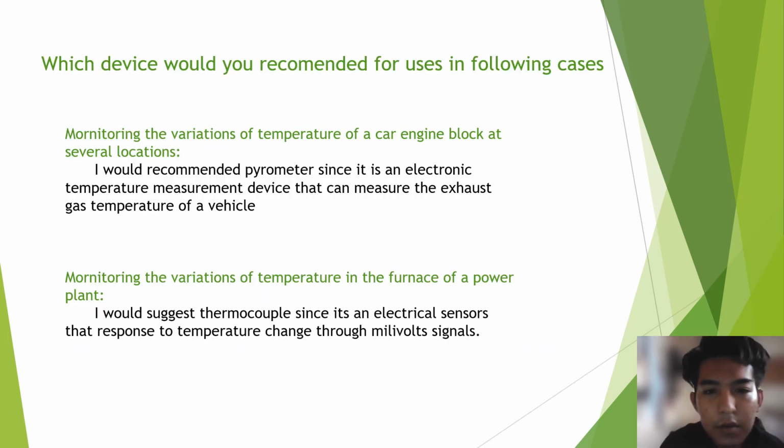Which device would I recommend for use in the following cases? In this case, monitoring the variation of temperature of a car engine block at several locations, I would recommend the pyrometer, since it is an electronic temperature measurement device that measures the exhaust gas temperature on a vehicle. It can also be used to determine the temperature of a car engine block at several locations. The next case is monitoring the variation of temperature in the furnace of a power plant. I would suggest a thermocouple since it is an electrical sensor that responds to temperature change through millivolt signals.